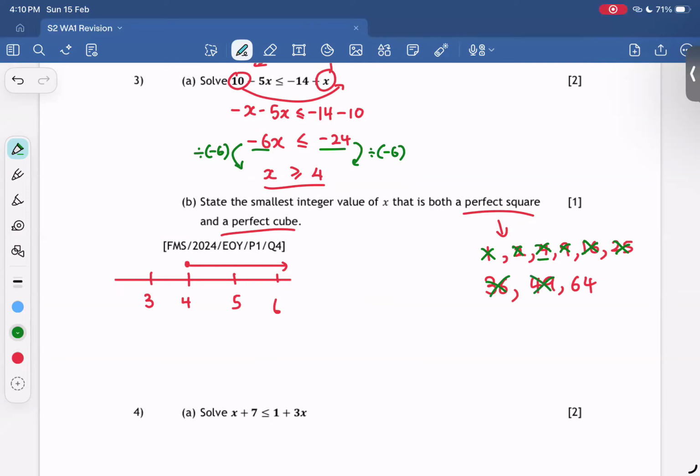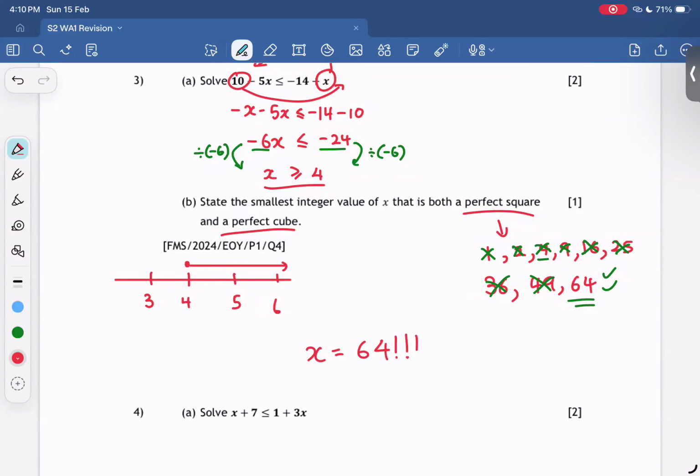But when we cube root 64, let's see. There we go. Finally, we found an answer. Because 64 can be cube rooted and it can be square rooted as well. Therefore, our answer is that x equals 64.